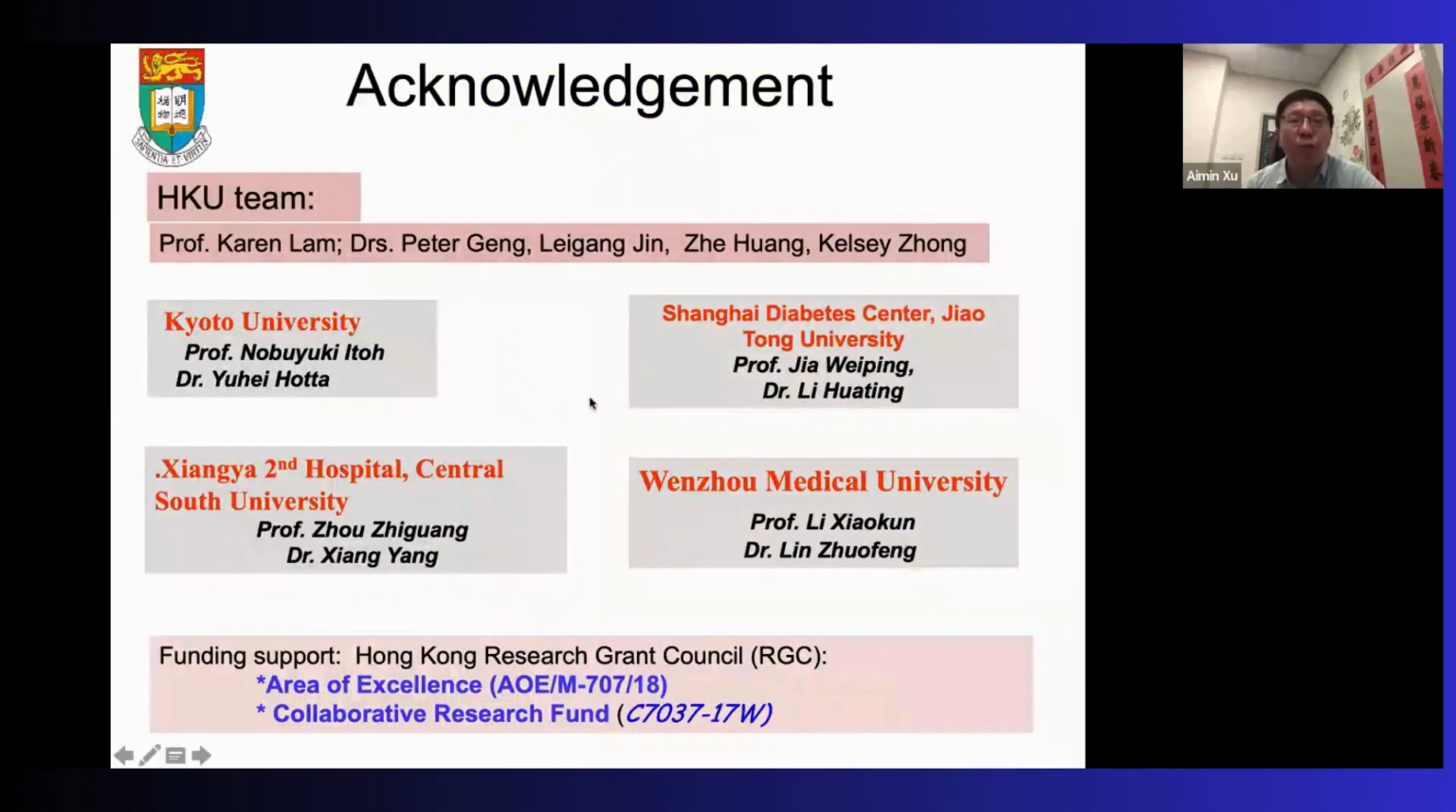Finally, I want to acknowledge my collaborators at Kyoto University for the FGF21 study, and also several centers in mainland China, such as the Shanghai Diabetes Center and Xiangya Hospital for collecting all these clinical samples, and Wenzhou Medical University for the FGF21 pharmacological studies. Thank you very much for your attention.